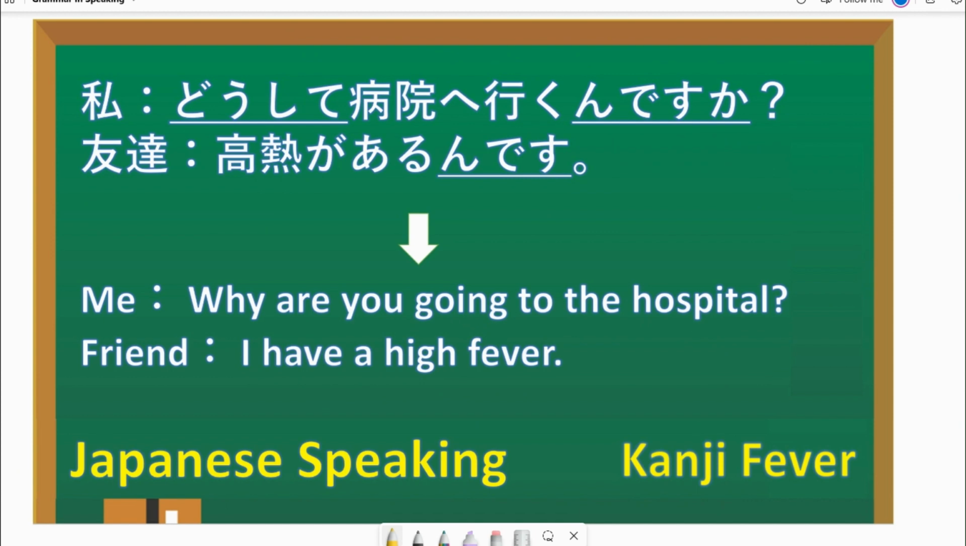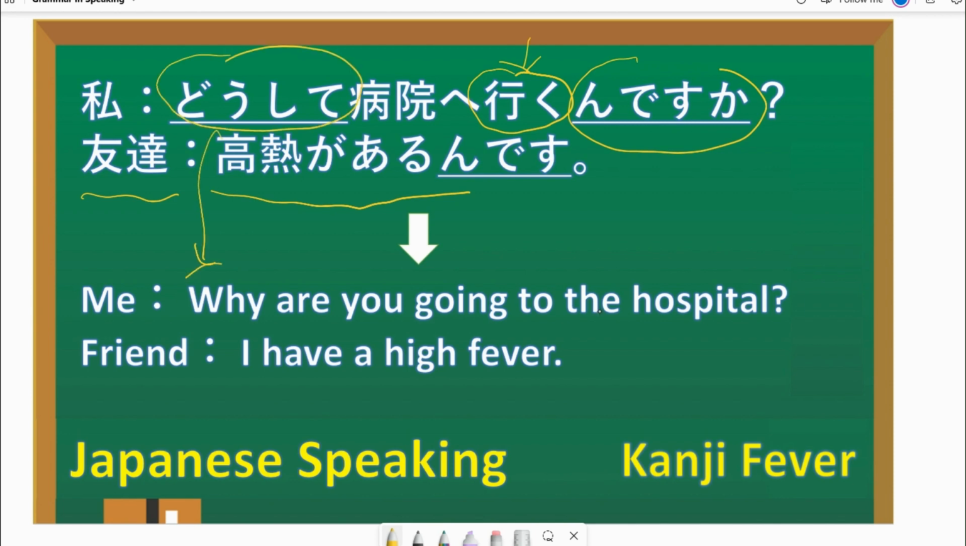If you look at the pattern here, before this, there should be the dictionary form, that is, iku. And we have used doushite, it means why. So why are you going to the hospital, my friend? I have a high fever, that's why I'm going to the hospital. So this is a reason.